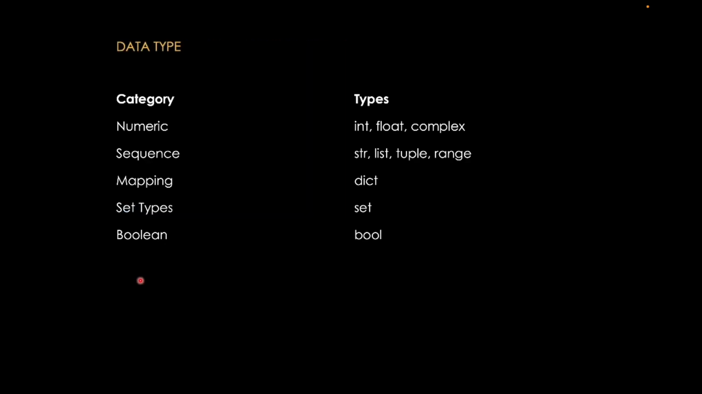In Python, there are various data types. In numeric, it supports int, float, complex. Sequence, we have string, list, tuple. For mapping, dictionaries. We also have the set which can store a unique type of value and bool for boolean.